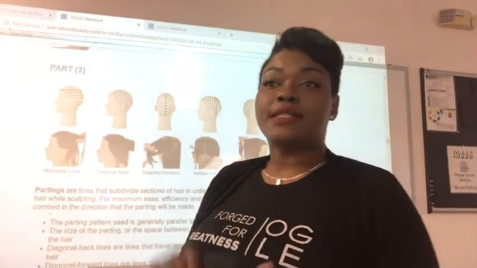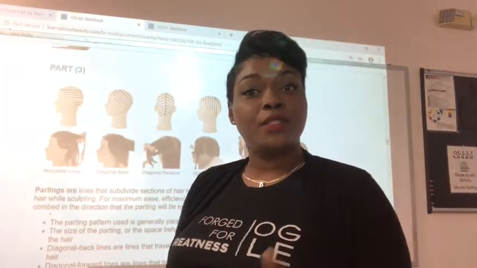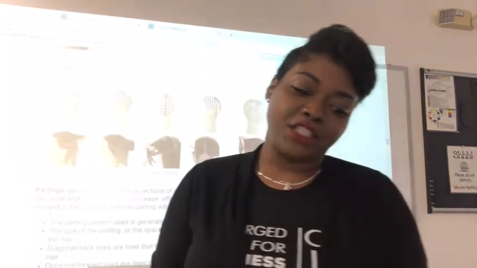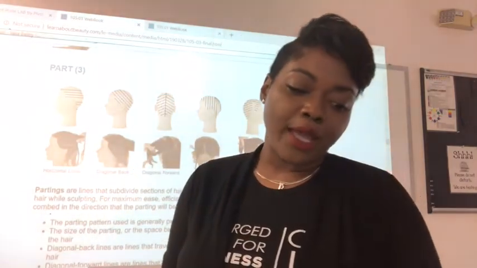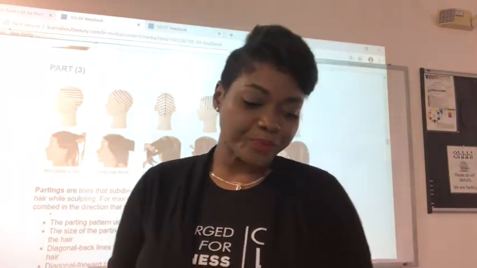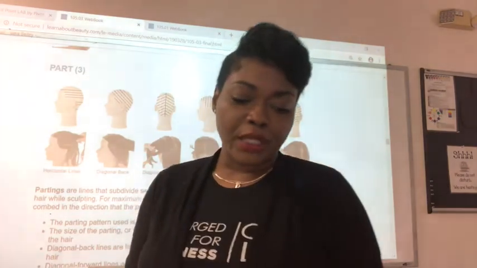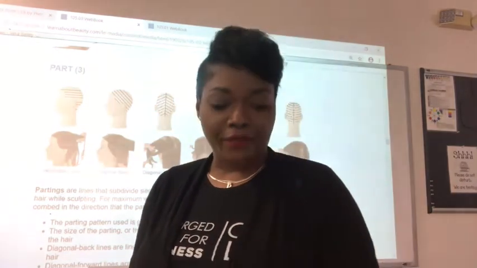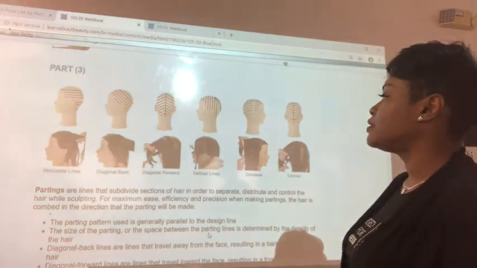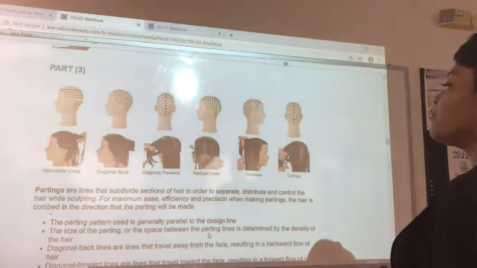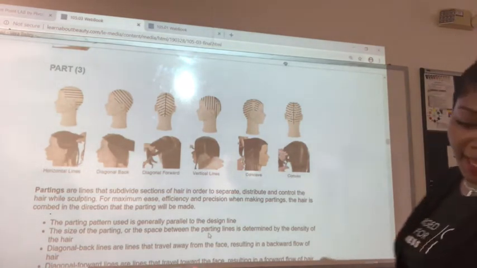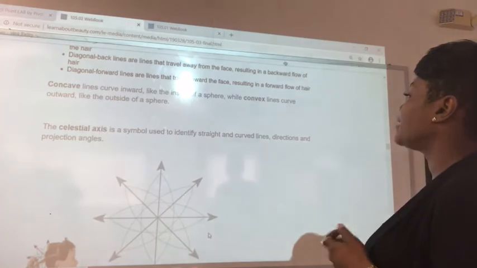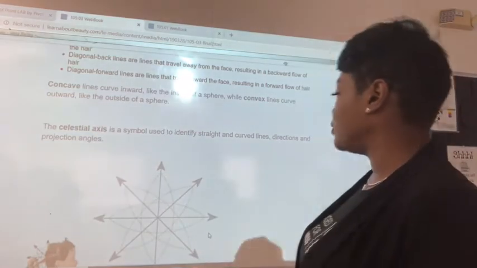Okay, so we've discussed section, which is the first sculpting procedure, head position, which is the second. So now we're at part. Part is the third sculpting procedure. Parts are lines that subdivide sections of hair in order to separate, distribute, and control the hair while sculpting. The part used is generally parallel to the design line, and the size of the parting is determined by the density of the hair. There are horizontal lines, diagonal back, diagonal forward, vertical lines, concave, and convex lines. The celestial axis is a symbol used to identify straight and curved lines, directions, and projection angles.